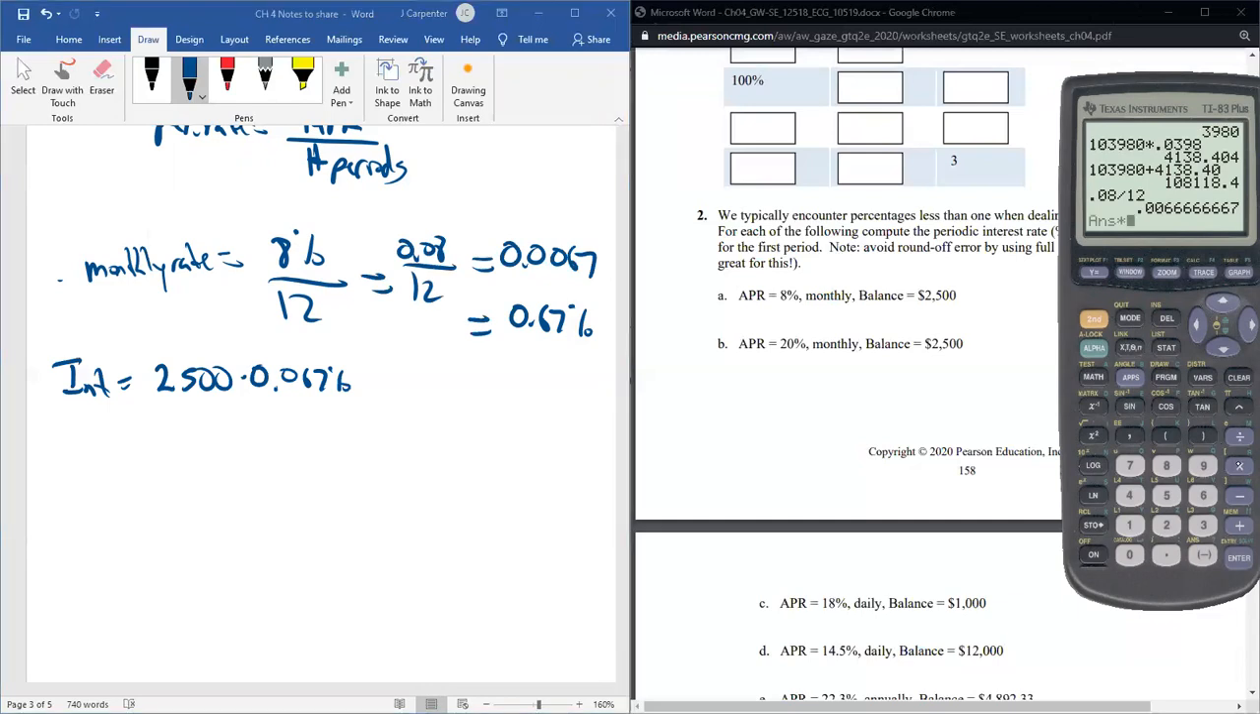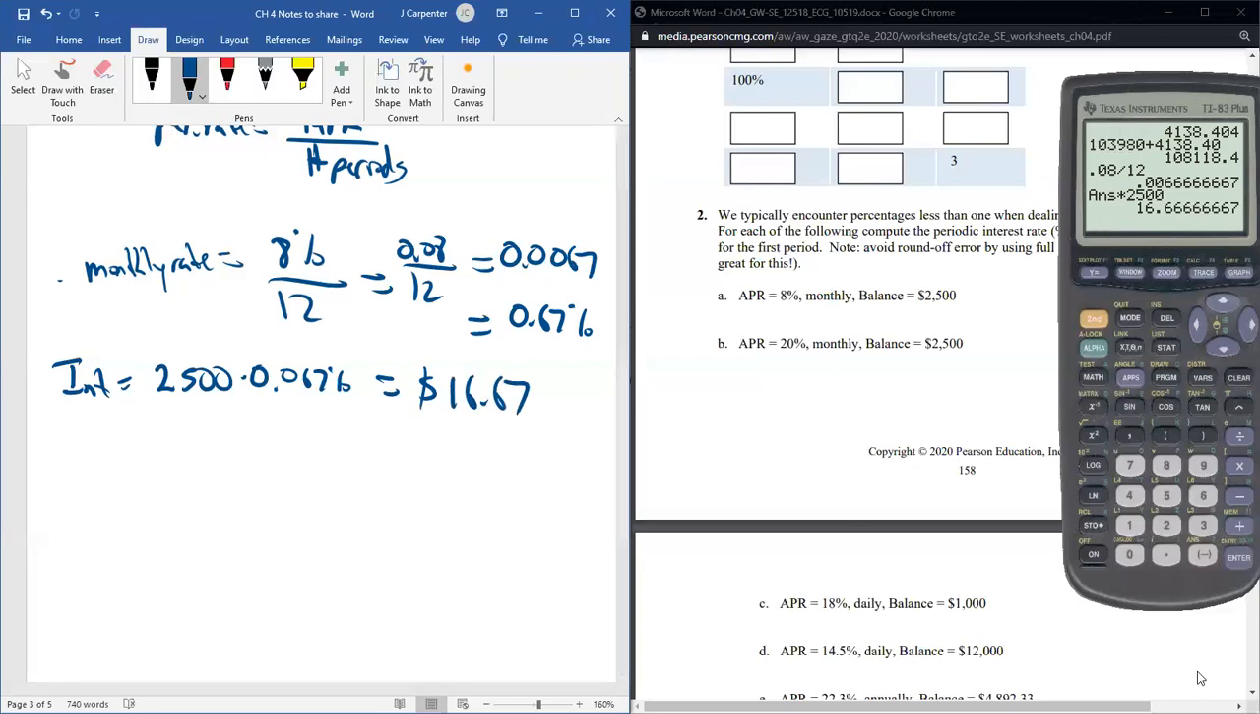So here's what I can do. I can just hit times and the 2,500, and this is how we avoid round-off error. I didn't type 0.0067 or 0.006667. I didn't even type 0.0066666667. That is taking an infinite amount of those 6s and multiplying by 2,500. So when I hit enter, there is no round-off error there. There is no rounding until I actually say this is 67 cents.